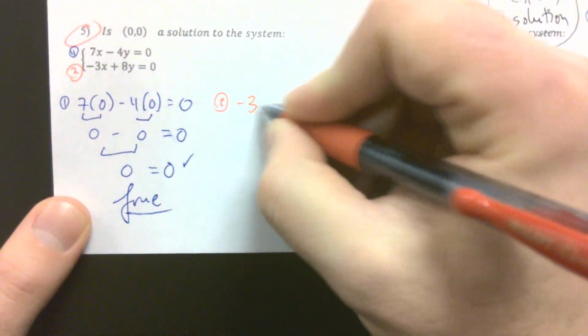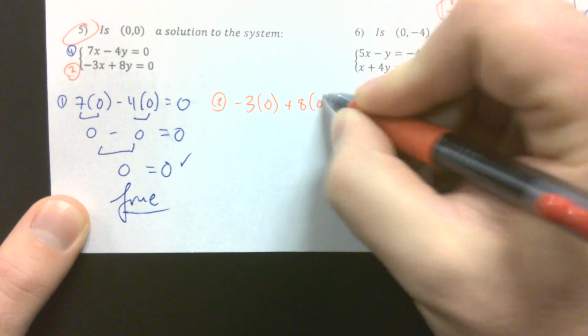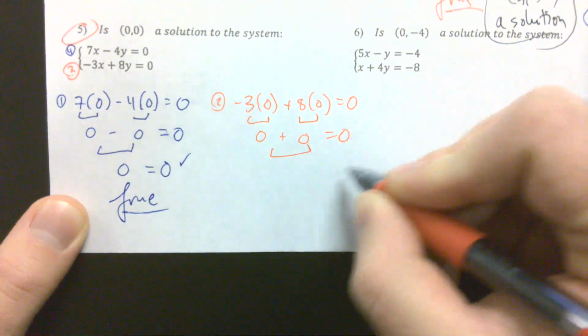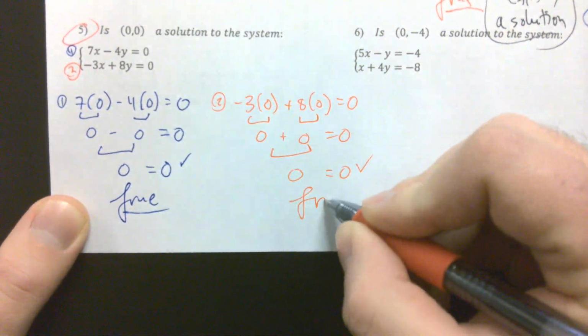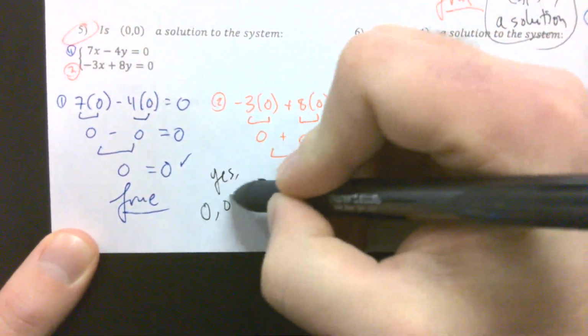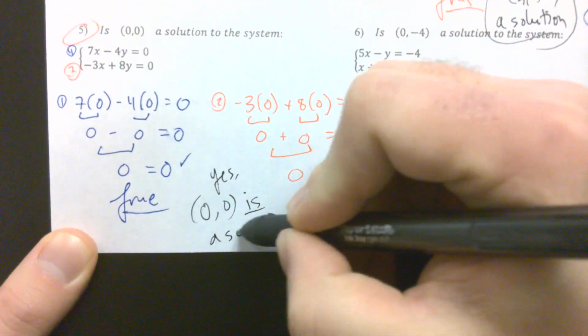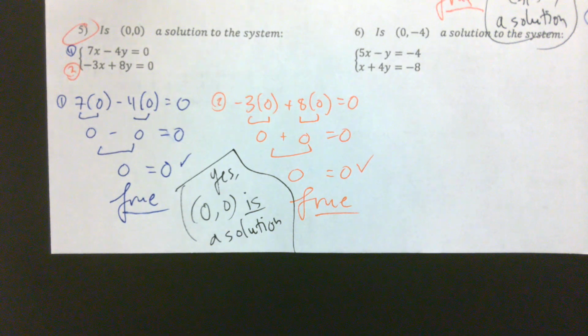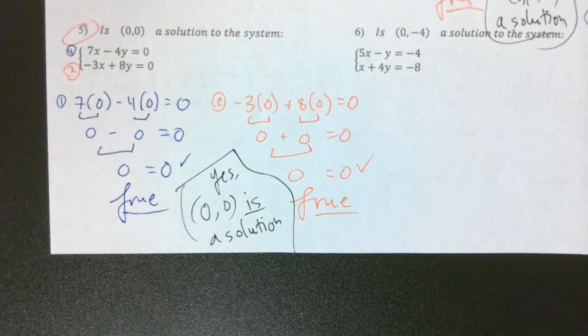Let's take the second equation. I have a feeling we're going to get a similar result. Negative 3 times 0 plus 8 times 0 equals 0. Is 0 plus 0 equal to 0? Yes, it is. What's my answer here? Yes. There we go. (0, 0) is a solution. That one's not too bad. I know you may have had some second thoughts because it was almost a little too easy, but nope, you're right. That is a solution.